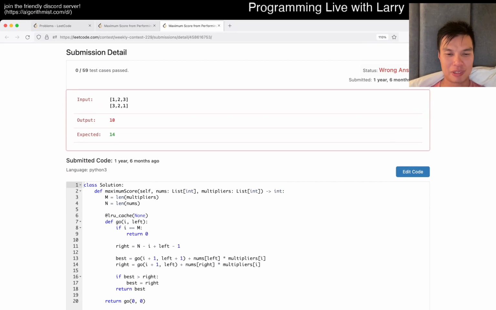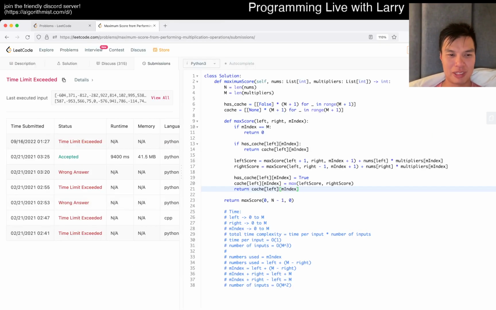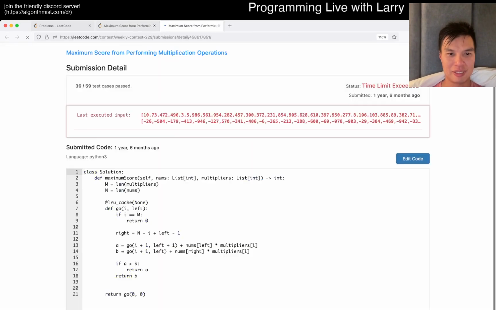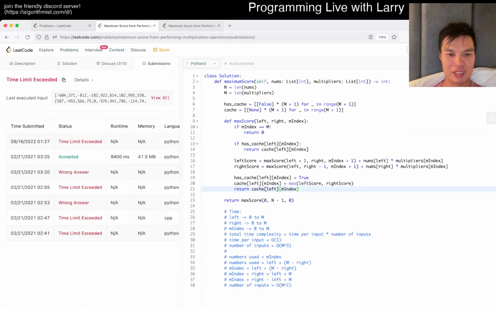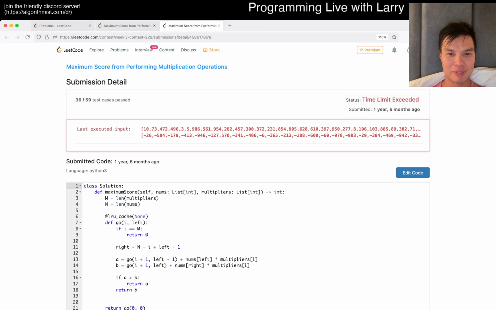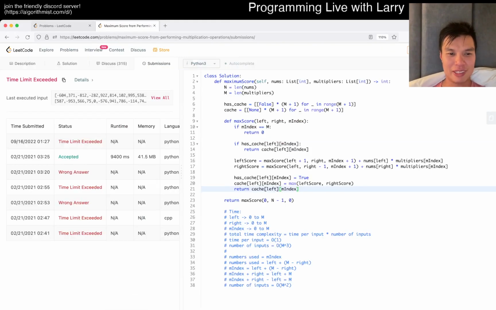Maybe I had a typo here. That doesn't seem wrong. Seems mostly right. I mean, it seems very similar to what I did, but I guess after I fixed whatever it was, I got time limited anyway, at about the same number of test cases. That's really silly. I don't know what to say.